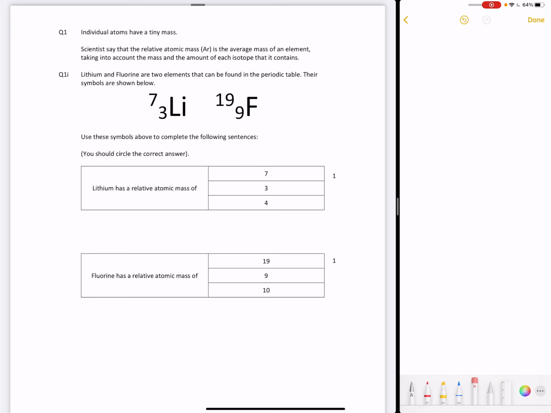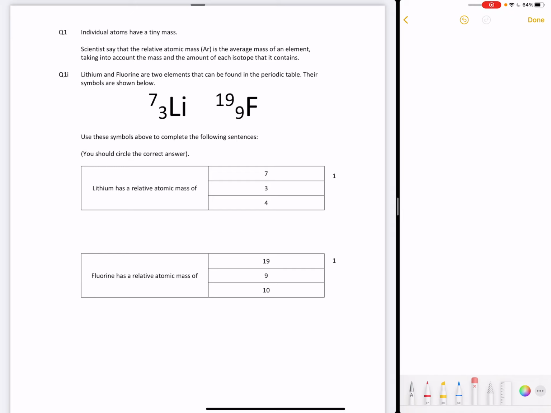So question 1, we're looking at individual atoms have a tiny mass. As you know, the mass of an atom is concentrated around the nucleus, which contains the protons and neutrons. The first two questions are worth 1 mark each. So you can see lithium and you can see fluorine. The first question is lithium has a relative atomic mass of, so it's either 7, 3 or 4. And the next question is fluorine has a relative atomic mass of 19, 9 or 10. Pause the video here and have a go, please.